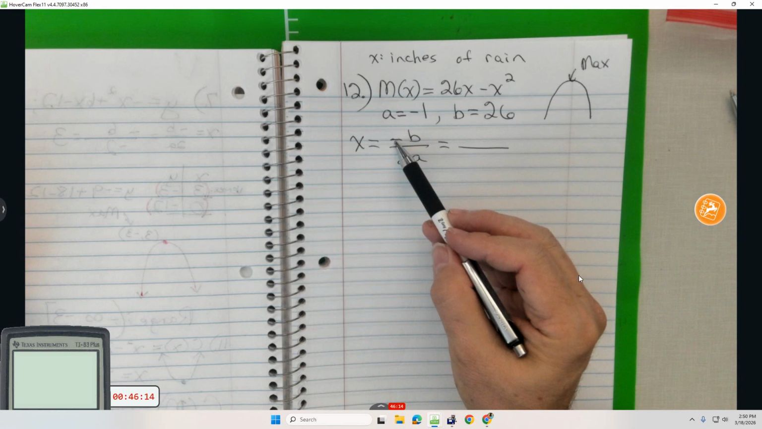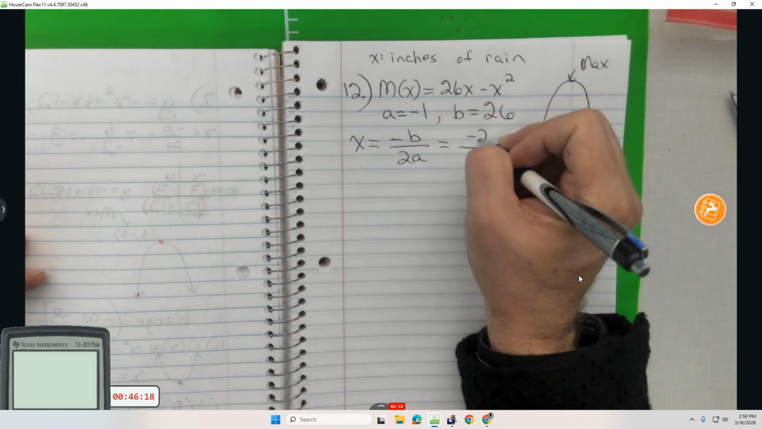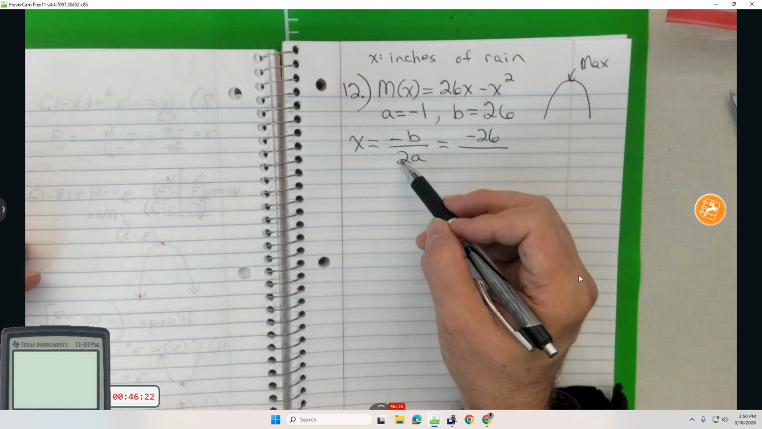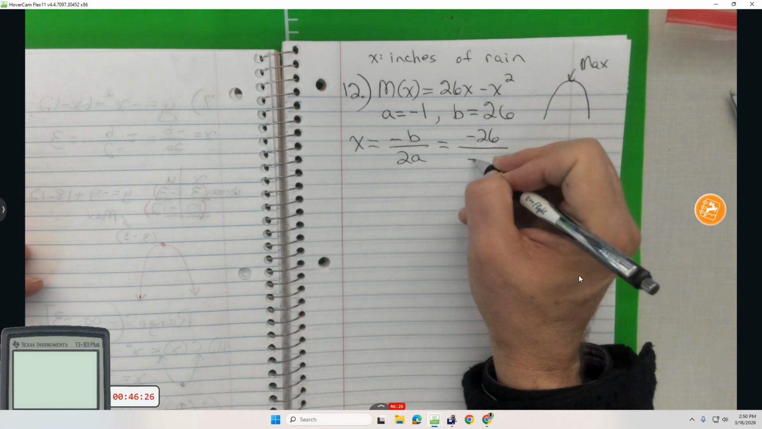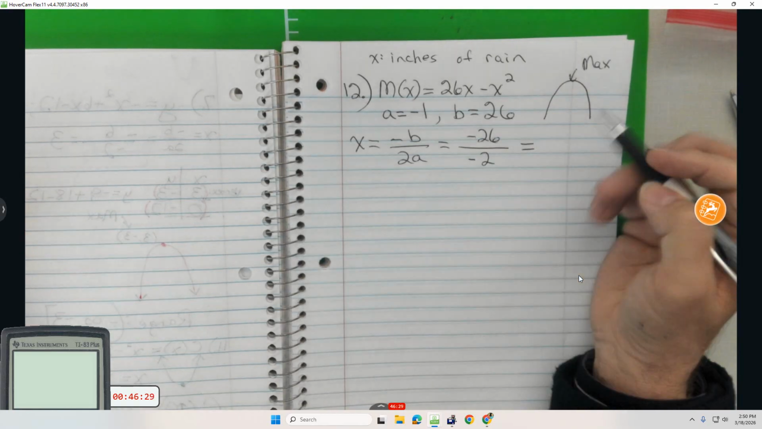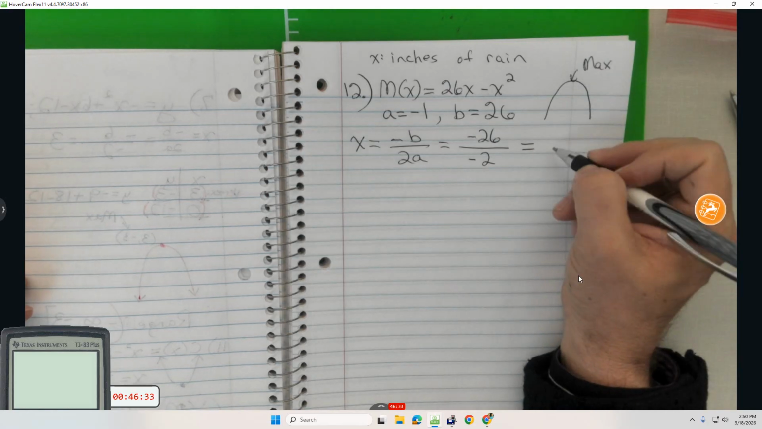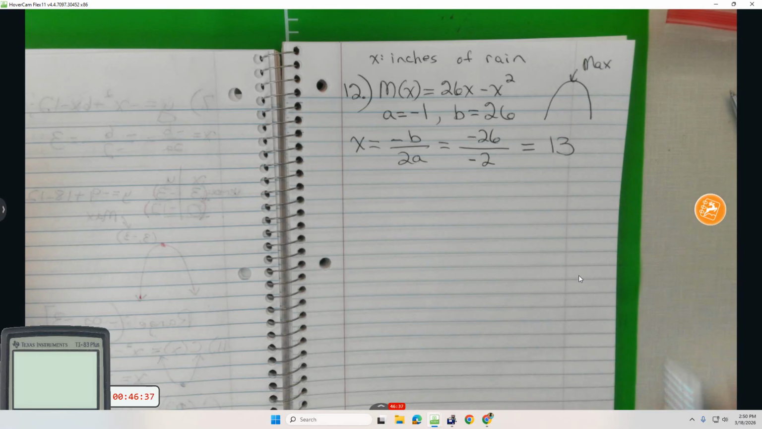So we have a negative what on top? Negative 26 all over 2 times A. 2 times negative 1 gives me negative 2. Negative 26 divided by negative 2 gives me positive 13. Is that 13 million mosquitoes?